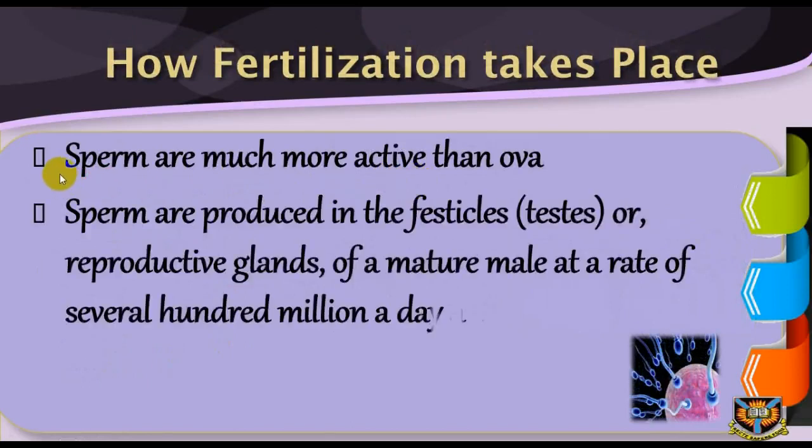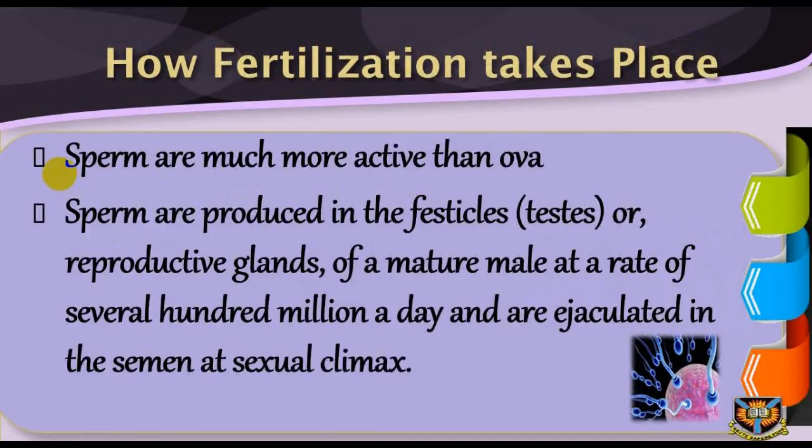The tadpole-like sperm, only 1/60,000 inch from head to tail, is one of the smallest cells in the body. Sperm are much more active than ova, and there are many more of them. Sperms are produced in the vesicle, testis, or reproductive glands of a mature male at a rate of several 100 million a day, and are ejaculated in the semen at sexual climax.